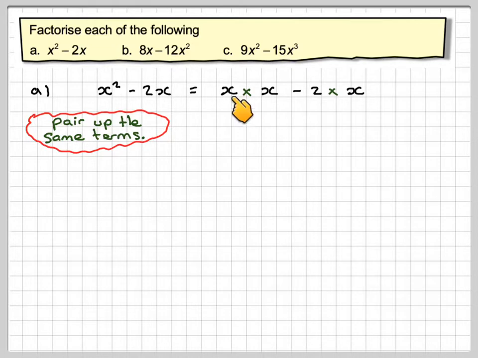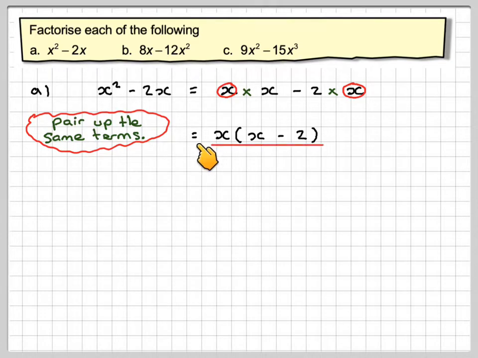the same terms. So we've got an x and an x which we can pair up. So we'll circle those. There's nothing else that can be paired up, so we'll just say the common factor is x, and we'll introduce a bracket, and then what's left is x minus 2. And therefore this x squared minus 2x factorizes to x brackets x minus 2. Now, in time, you won't need to do this step.